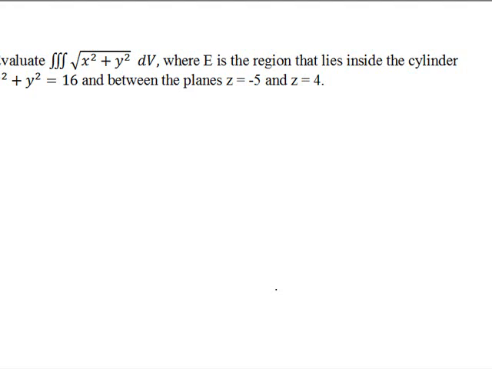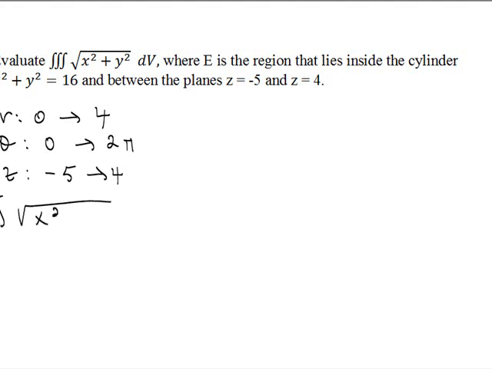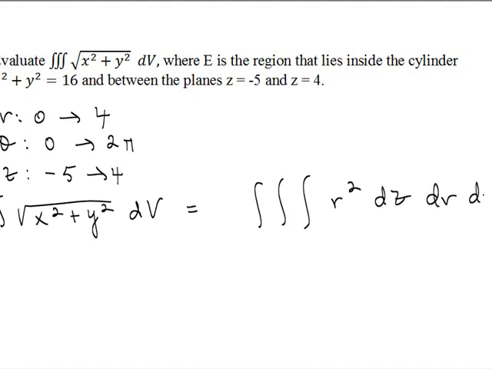Okay, so let me check what you've set up. So it lies inside the cylinder. Can you give me your r limits? 0 to 4. Good. Your theta limits? 0 to what? 2 pi. And then what are your z limits? They're very obvious there. -5 to 4. Okay. So this triple integral, the square root of x squared plus y squared dv, what does your integrand become? r squared. Good. dz, dr, d theta. Good. You're on the right track, so you can continue.